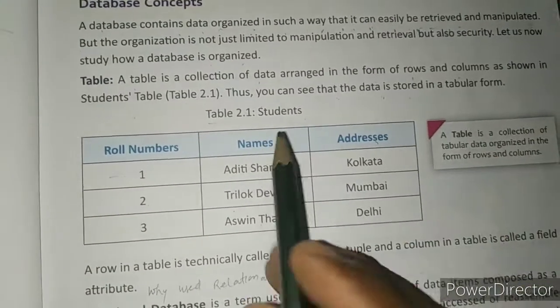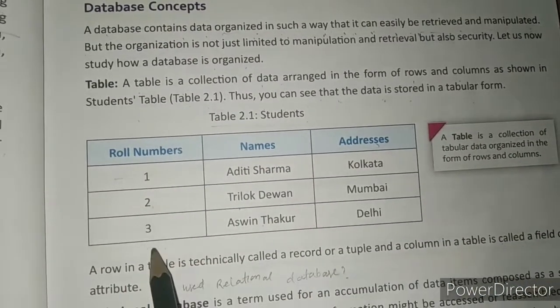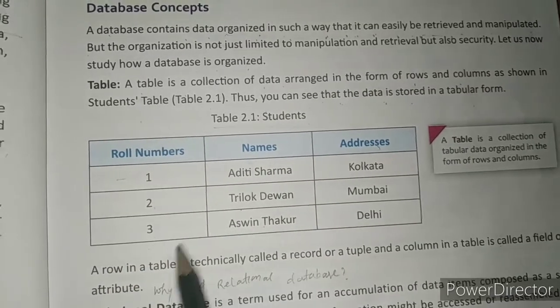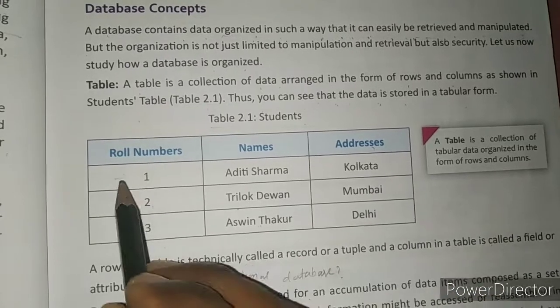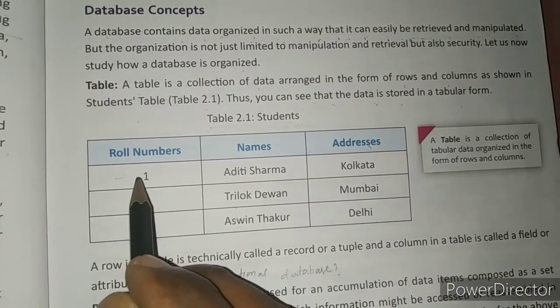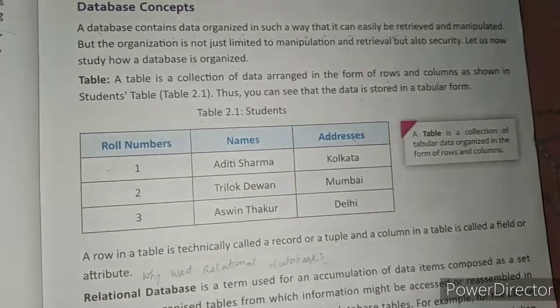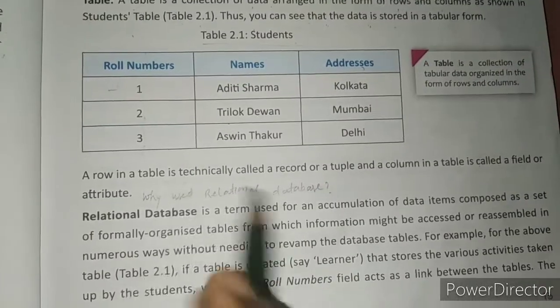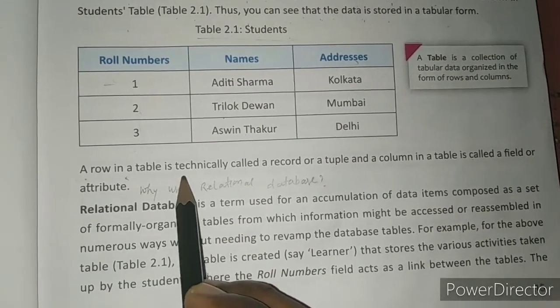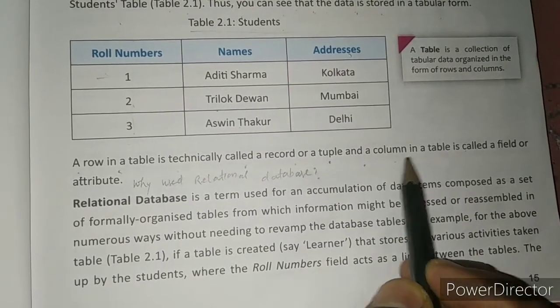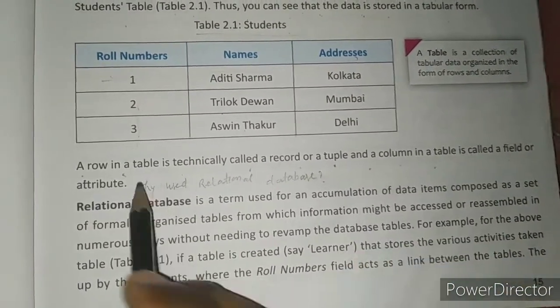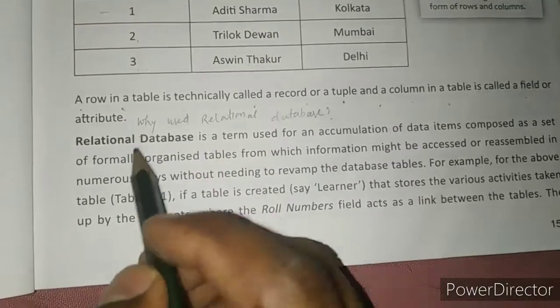Now one thing here, the columns are known as fields or generally attributes, and the rows are known as records or tuples. So let us read what has been written. A row in a table is technically called a record or tuple, and a column in a table is called a field or attribute, which we have already explained.